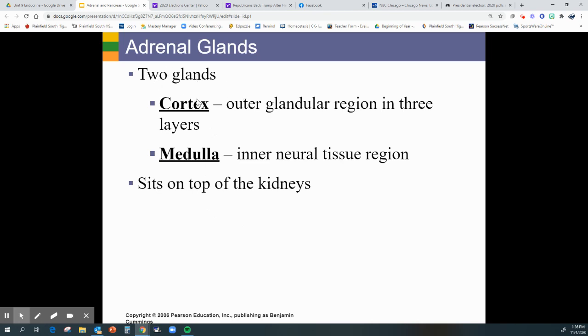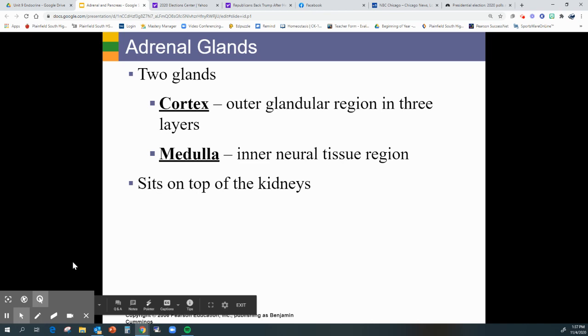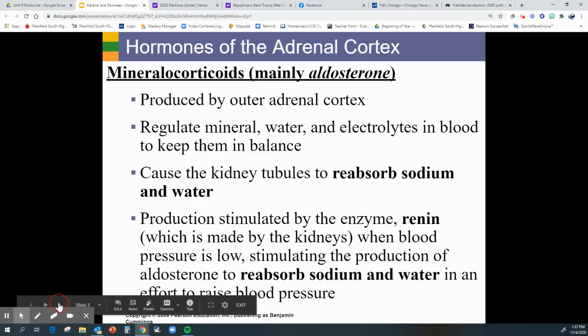There is the cortex, which is the outer layer of the adrenal glands, which is glandular. And then there is the medulla, which is an inner layer, which is more neural types of tissue or nervous tissue, right? And they both secrete some different hormones. So we'll start with the cortex. On the outside of the adrenal glands is the cortex.